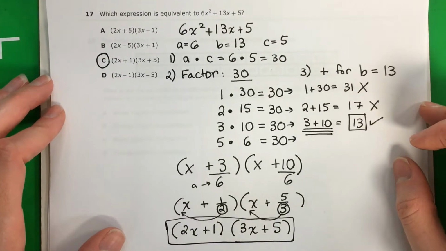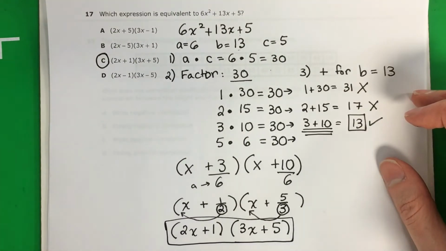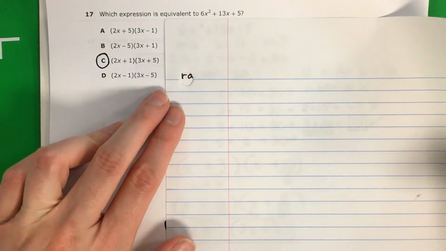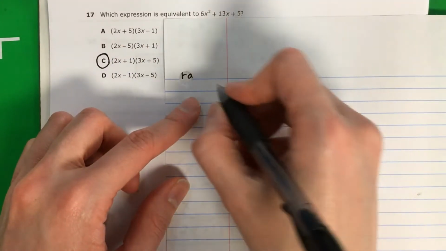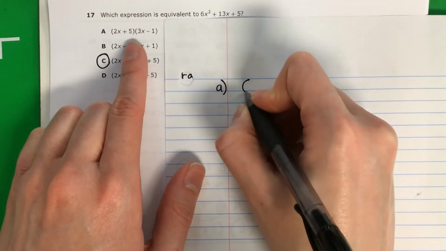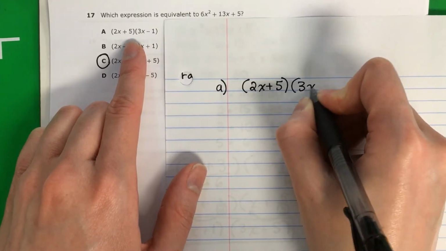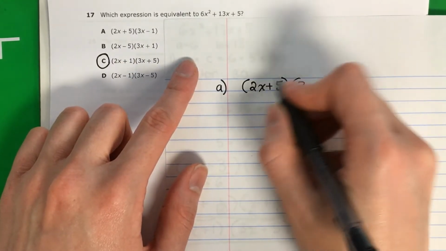Now another way to do this question is you can do the arrows, and I'm going to show you how to do that. Let's start with A. So A, I have 2x plus 5 times 3x minus 1, and what you do is you do the arrows.